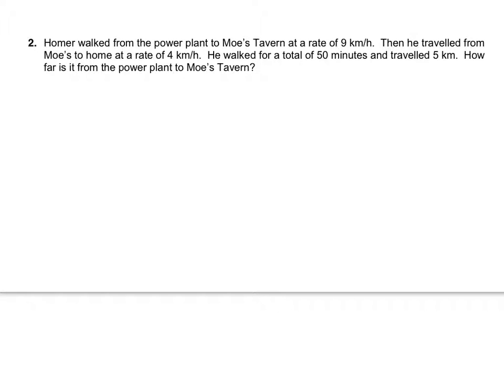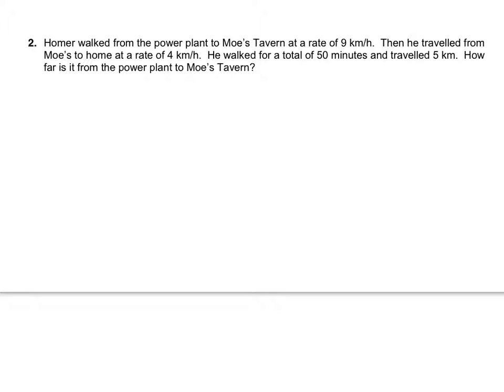Okay, and we have our second distance speed time problem. Homer walked from the power plant to Moe's Tavern at a rate, so this is our speed, of 9 kilometers per hour. Then he traveled from Moe's to home at a rate of 4 kilometers per hour. He walked for a total of 50 minutes and traveled 5 kilometers. How far is it from the power plant to Moe's Tavern?